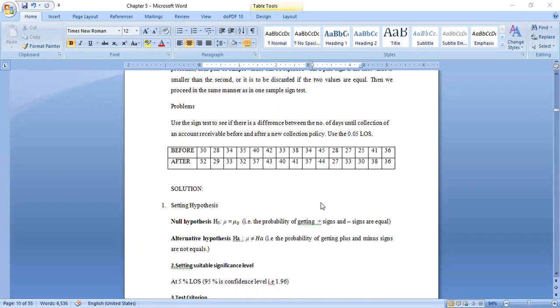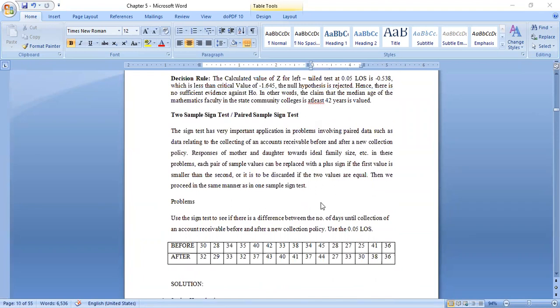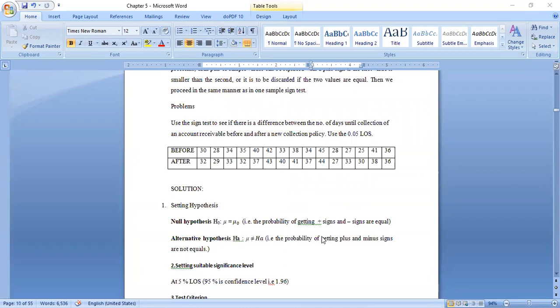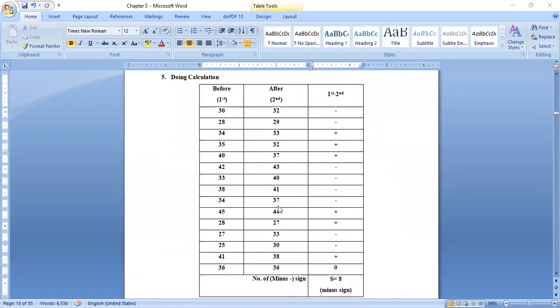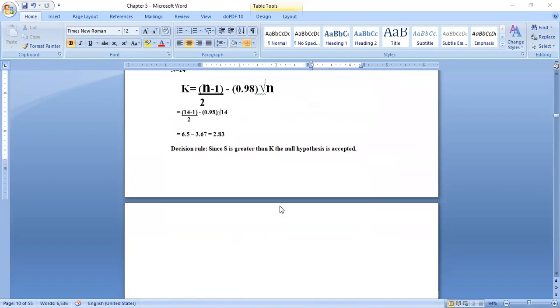In the paired sample sign test method, also called the two sample sign test or double sample sign test method, once the before and after information is given in this way, the same steps are applied and the same procedure we are going to apply here. This is the process.